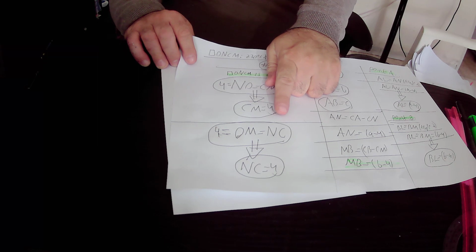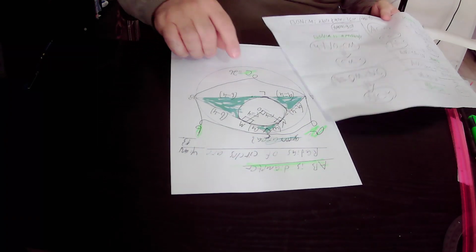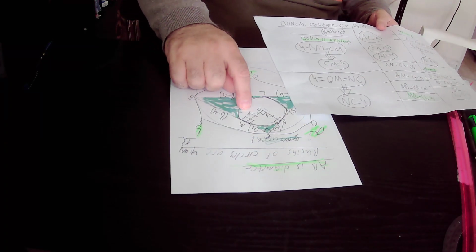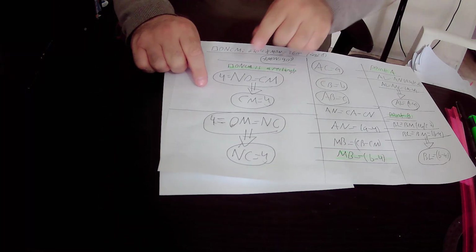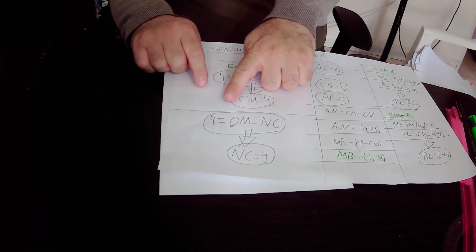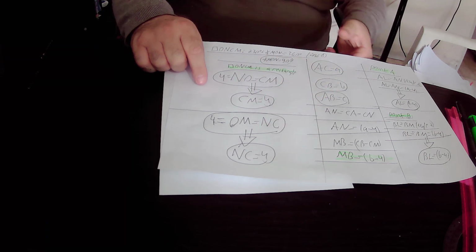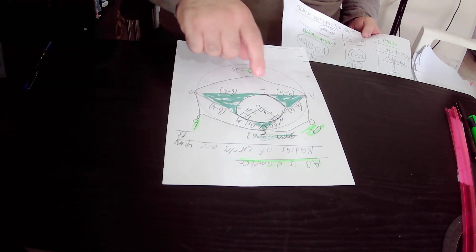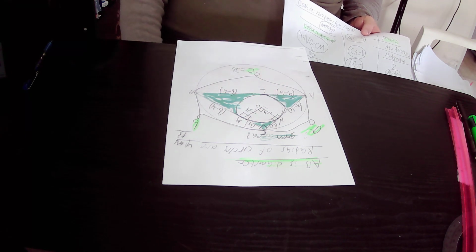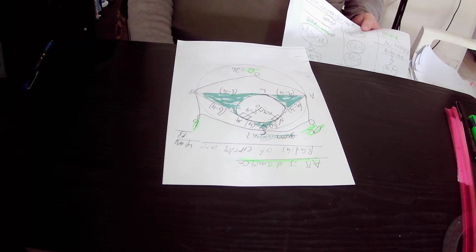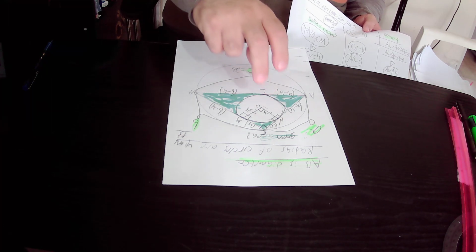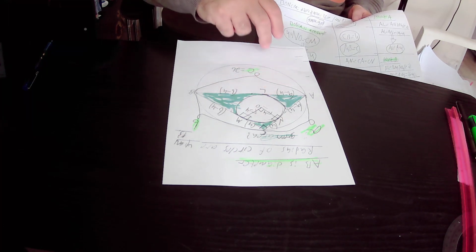OM equals NC, but we have already found out that OM equals 4 units. It is the radius of the small circle. So here OM equals 4 units, and from this equation 4 equals OM equals NC, we will derive that NC is also equal to 4 units. Here NC equals 4 units, so we actually found out that all the sides of quadrilateral ONCM are equal to each other. Therefore, quadrilateral ONCM is not just a rectangle but a square.